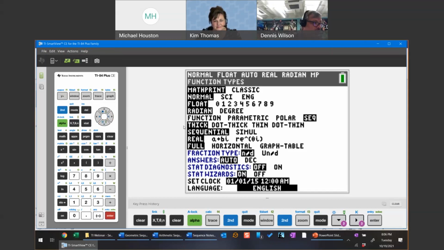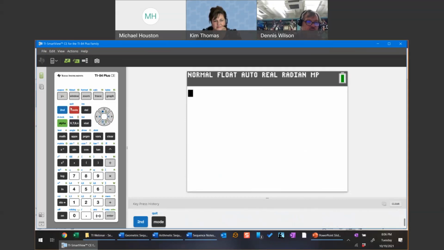And so now my calculator is in sequence mode, and I can press second, quit, and it takes me home. So let me just start. I'll press X, T, theta, N now that I'm in sequence mode, and notice my calculator is no longer giving me an X value. It's giving me N as the variable when I press this key.